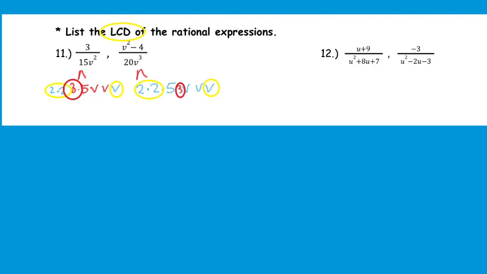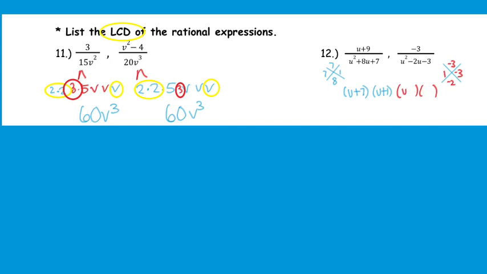And when I multiply all that out, 2 times 2, 4 times 3 is 12, and 12 times 5 is 60v to the third power, which is going to be our common denominator here. Whoops, I'm getting ahead of myself on this one.